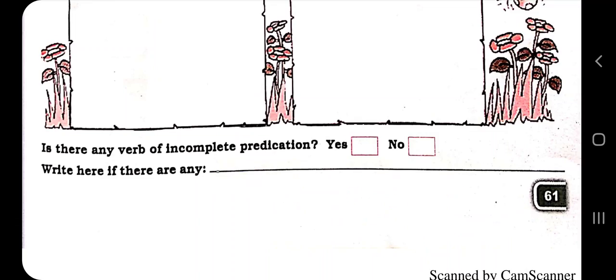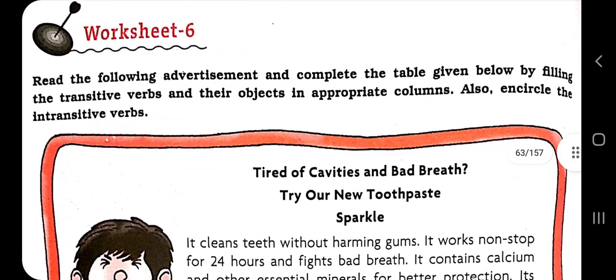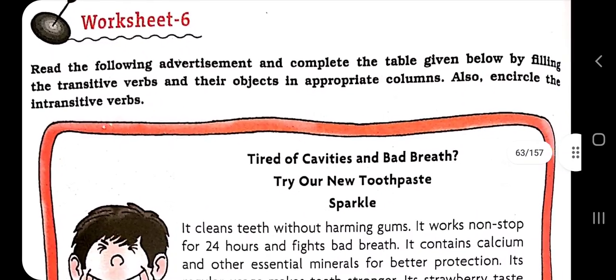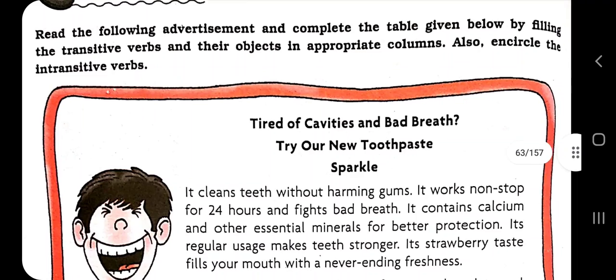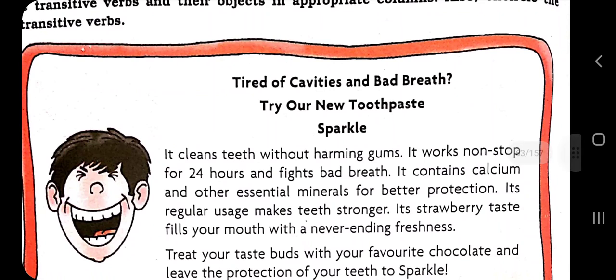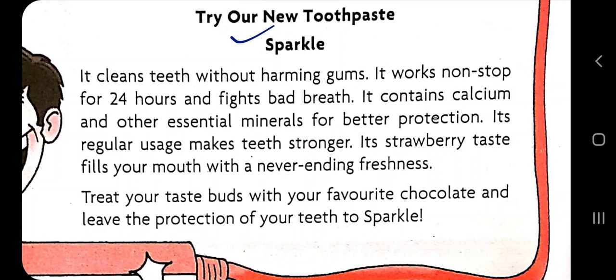Now let's move to the next worksheet 6. Read the following advertisement and complete the table given below by filling the transitive verbs and their objects in appropriate columns. Also encircle the intransitive verbs. Now try our new toothpaste Sparkle. This is the new toothpaste and the advertisement is going on. And what does it do for your teeth? It cleans teeth without harming gums. It works non-stop for 24 hours.